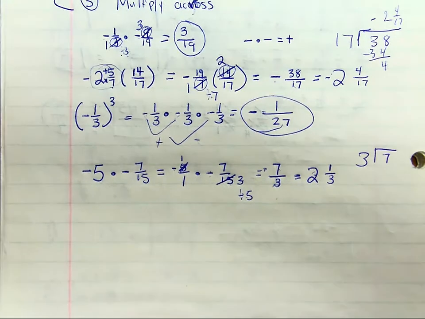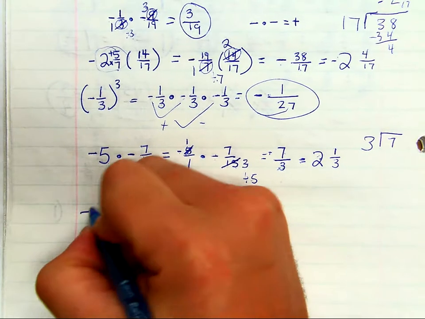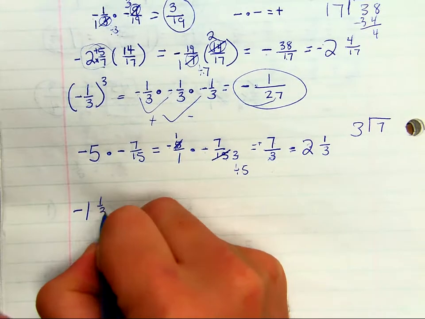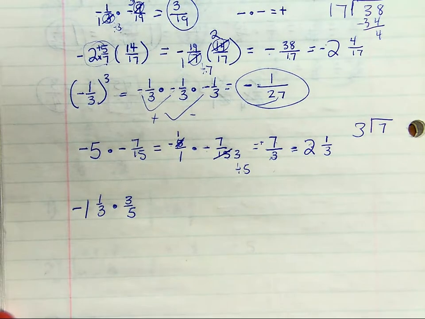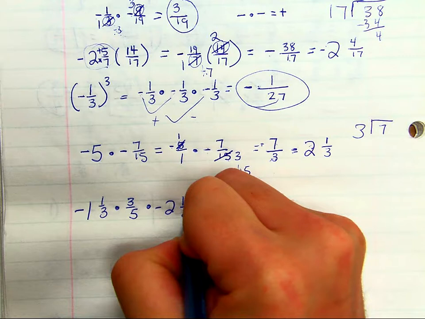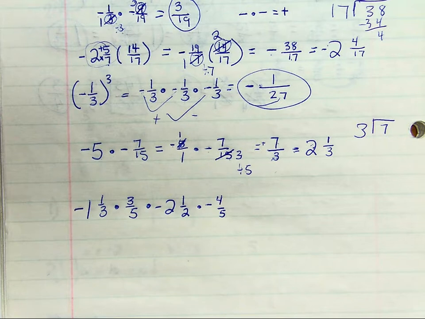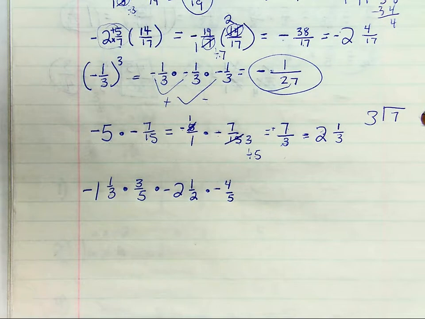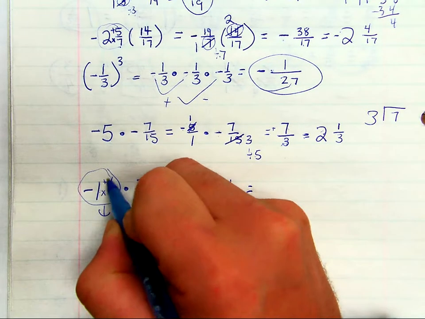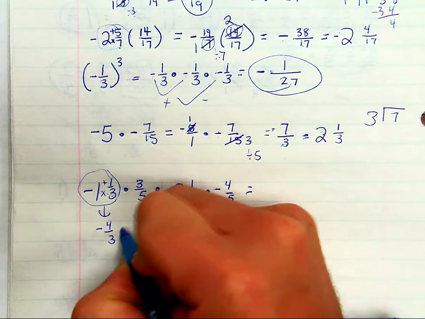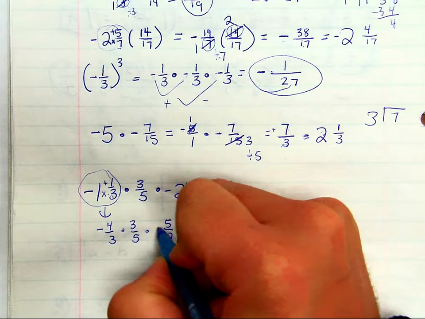Alright, one last problem. So if I had negative 1 1/3 times 3/5 times negative 2.5 times negative 4/5. Alright, so with this problem, we want to make sure everything's in fraction form. So this is going to go down. 3 times 1 is 3, plus 1 makes 4, so we have a negative 4/3. 2 times 2 is 4, plus 1 is 5, negative 5/2.